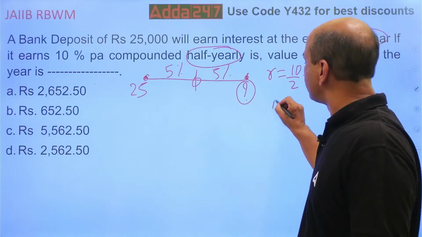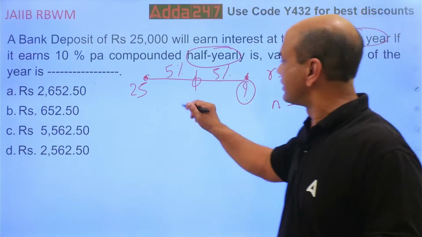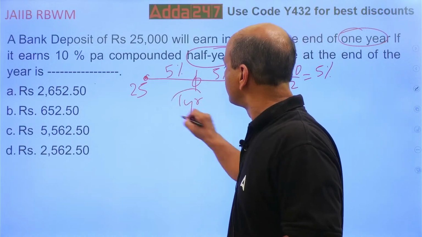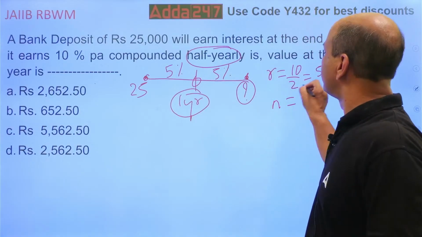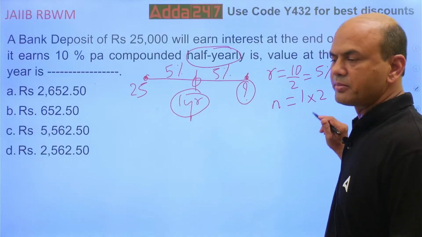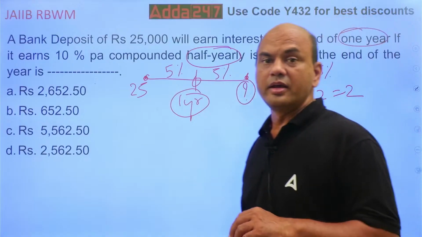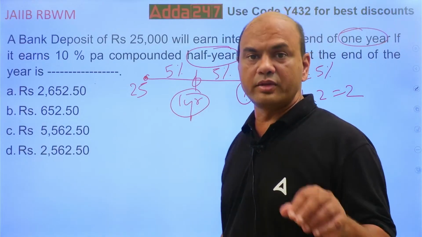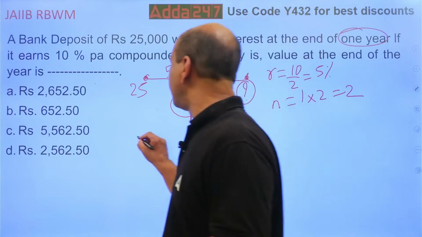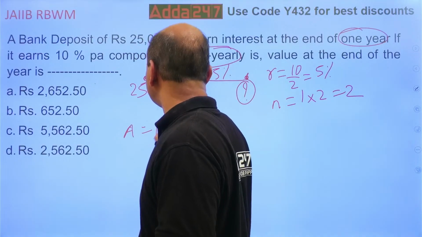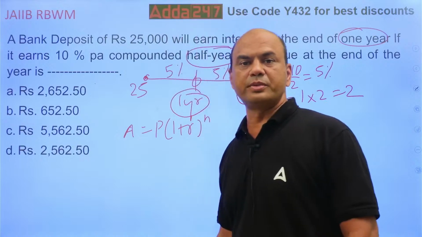And your N period, what is the total period? 1 year. So your N will always be 1 into 2. Whatever number you divide for R, same number you will multiply to N. So 2. Now you want the amount at the end of the year, so you will get it using the amount formula for compound interest. A equals P into 1 plus R raised to N.